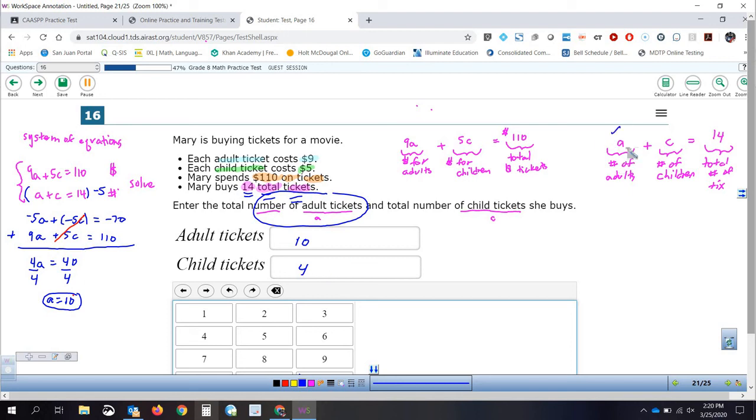We already know it makes this equation true, right? So we know that 10 plus 4 is 14, but a good math student would go here and check this one as well. So what did we say A was? A was 10. 9 times 10 plus what did we say C was? C was 4. If we are correct, that should equal $110. Well, 9 times 10 is 90. 5 times 4 is 20. And 90 plus 20 is 110. So there we go. It works.